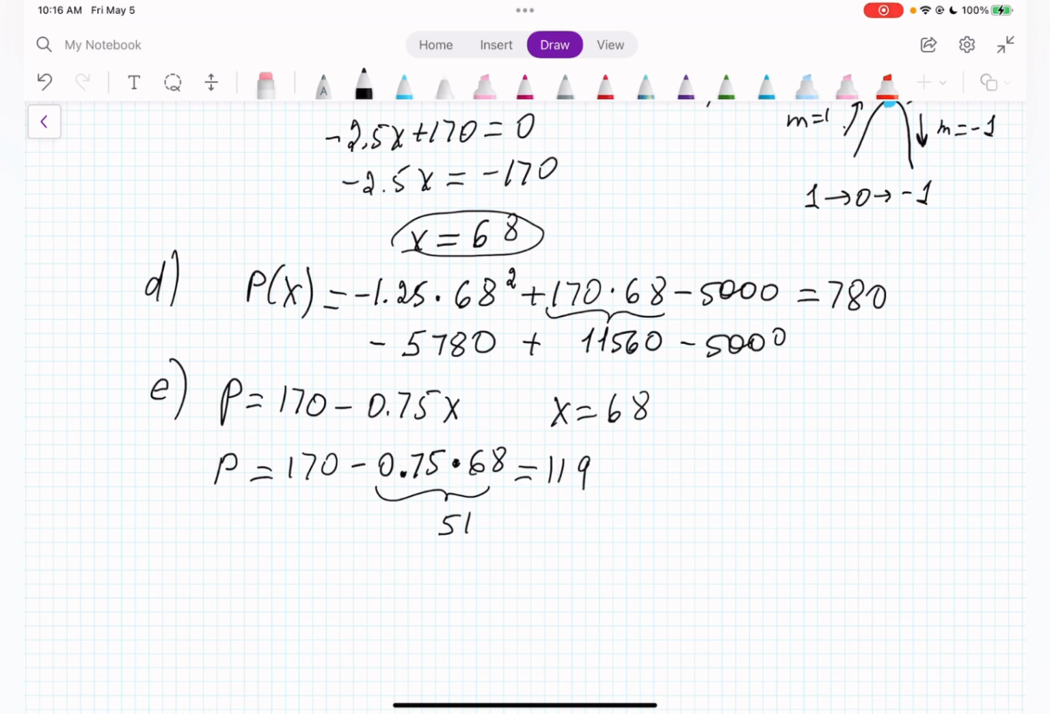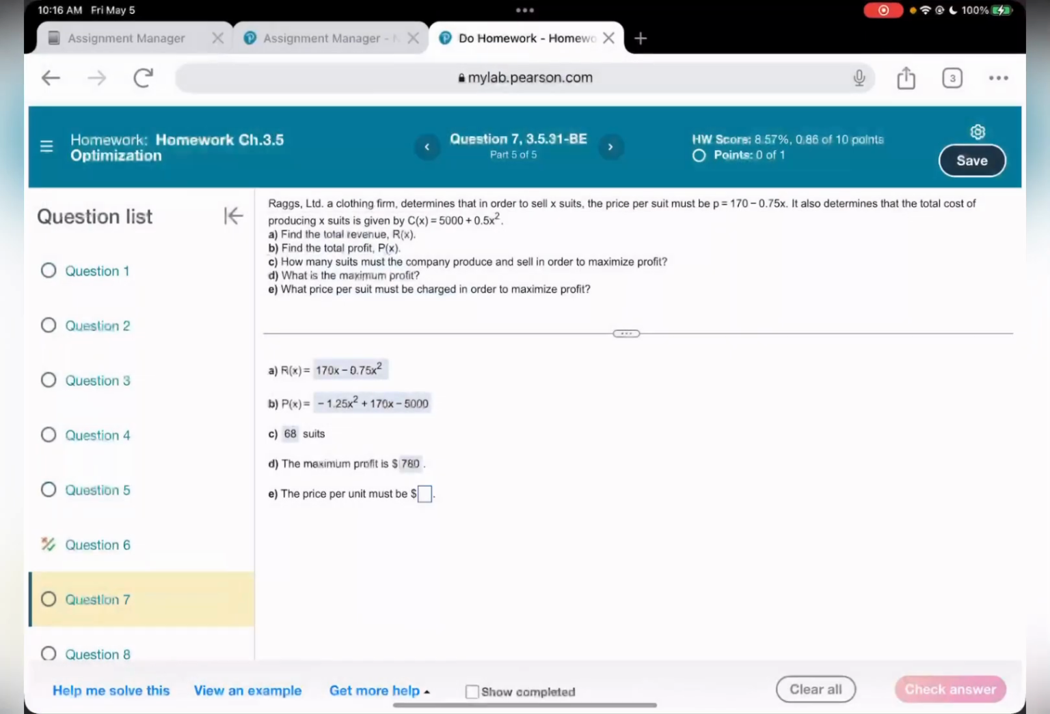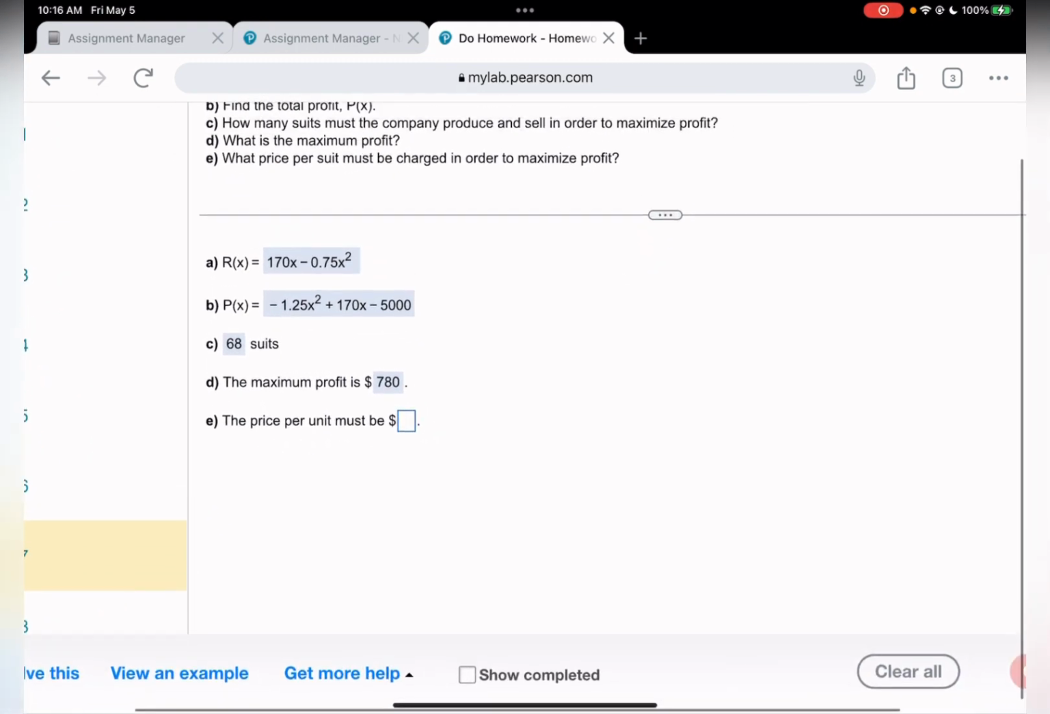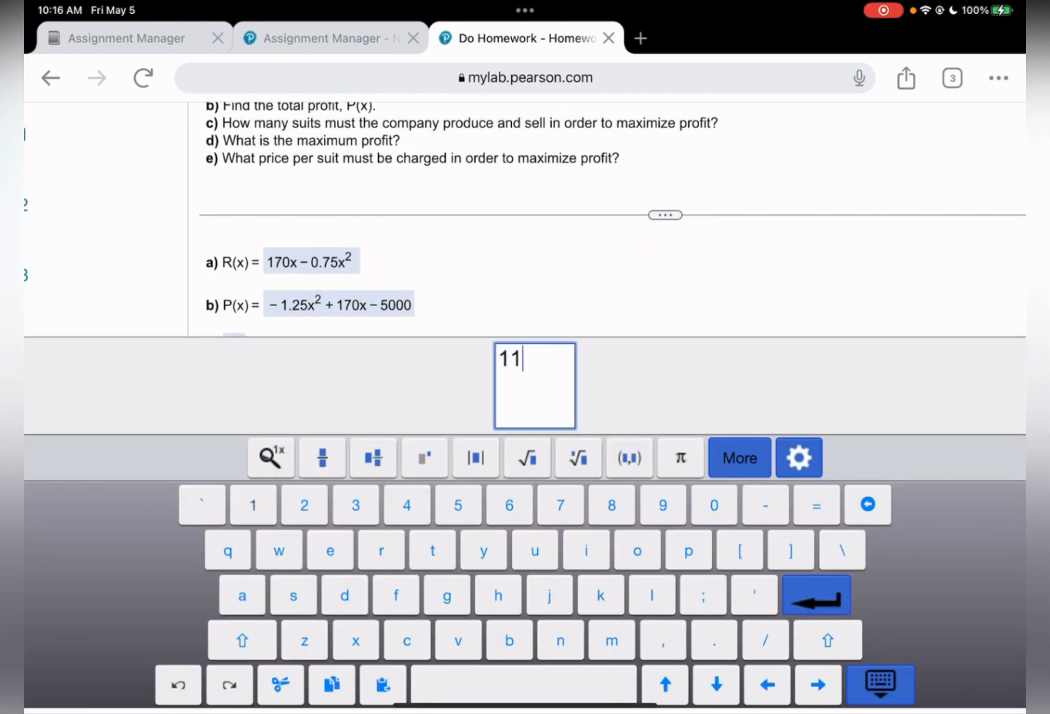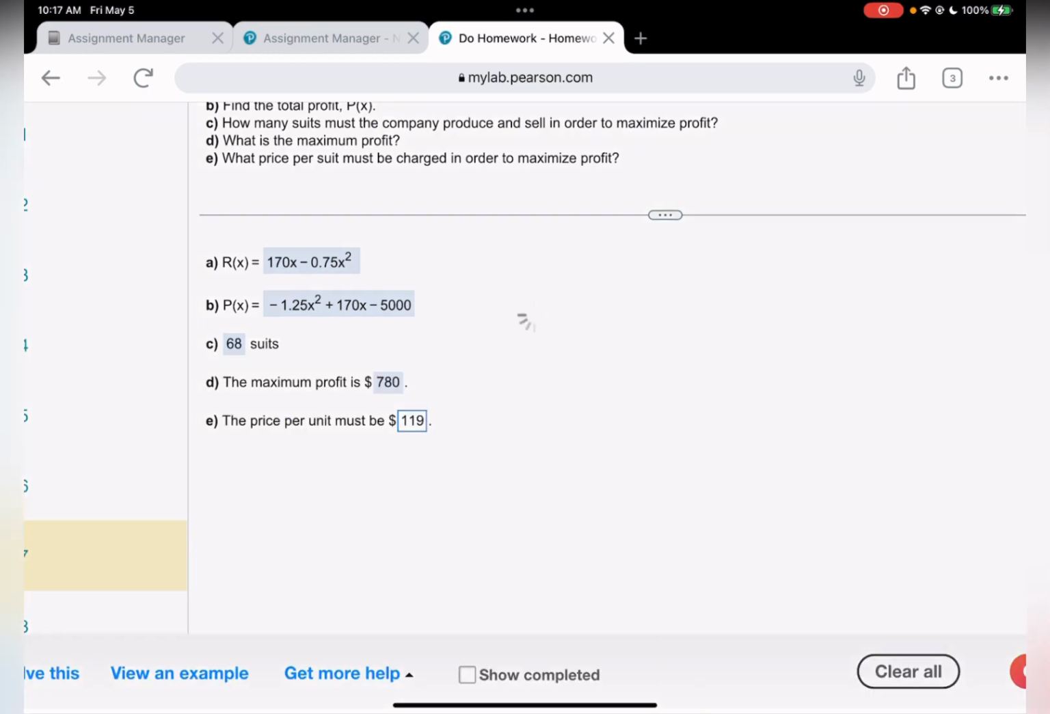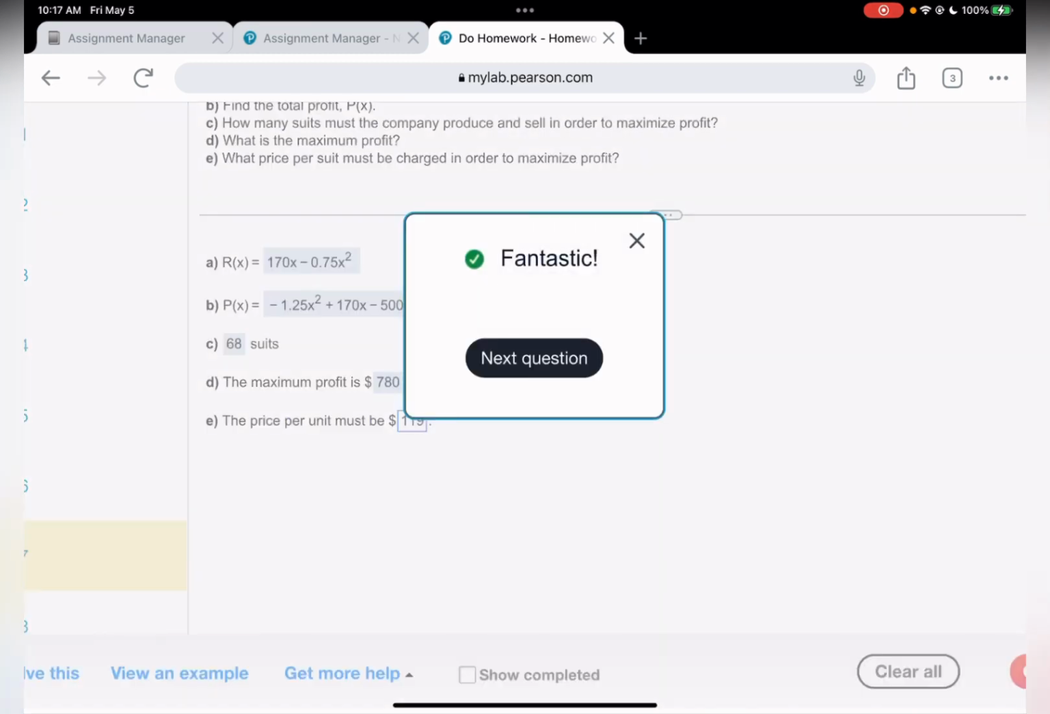So the price per unit is $119. Let's enter. Fantastic.